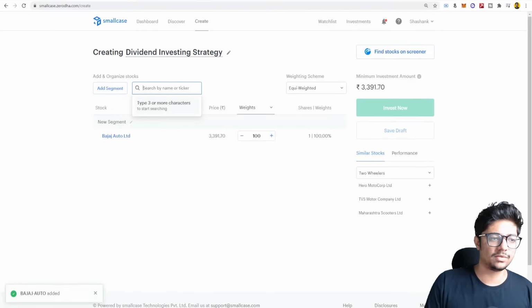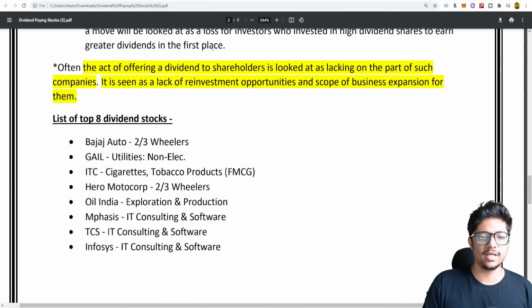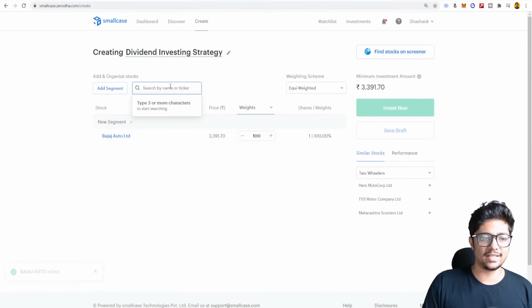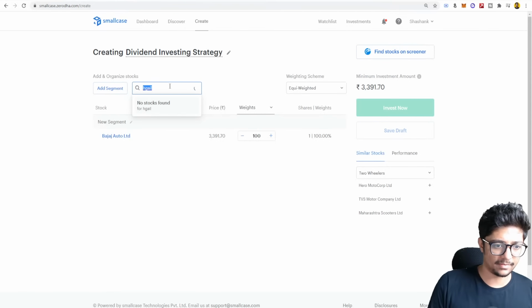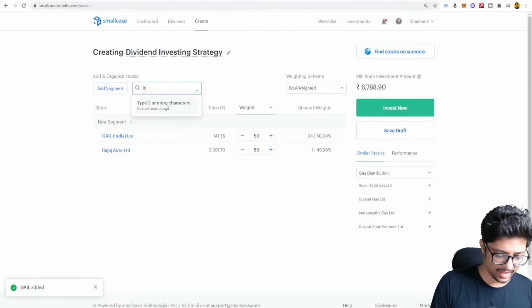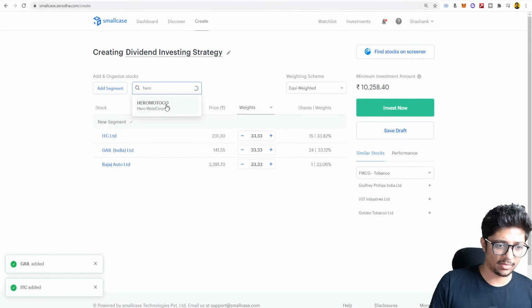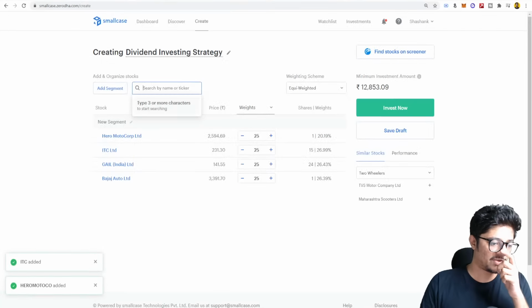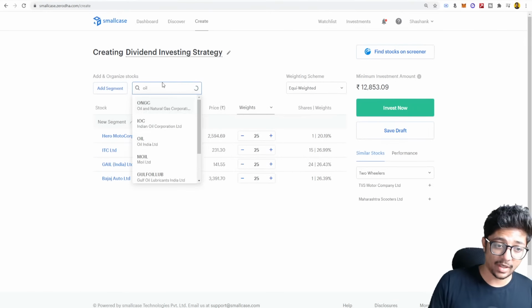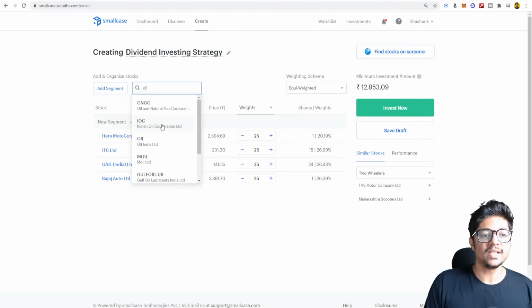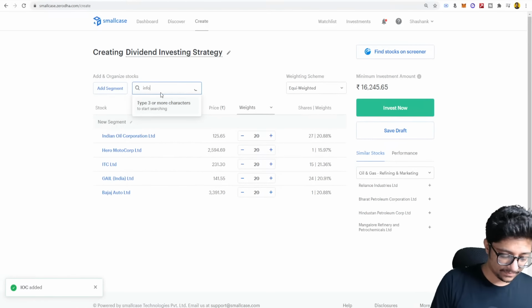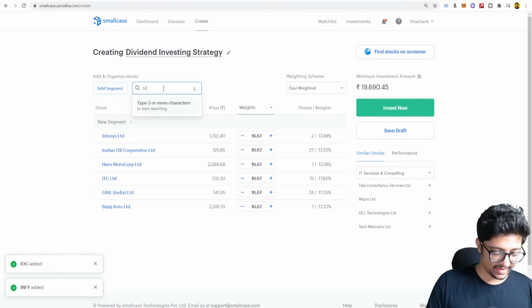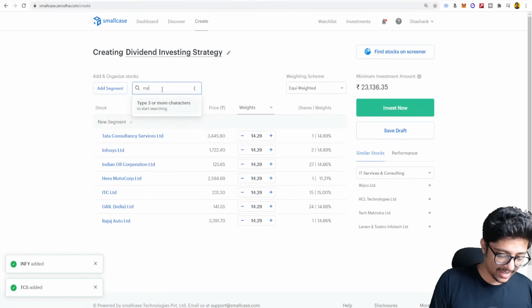Bajaj Auto, I'm just putting all those stocks here, okay? Bajaj Auto, GAIL, ITC, Hero Motocorp. Then we have Oil India, Emphasis, TCS, Infosys. Now, have you observed one thing, okay? Oil India, Infosys, TCS obviously is very good, and Emphasis, okay?